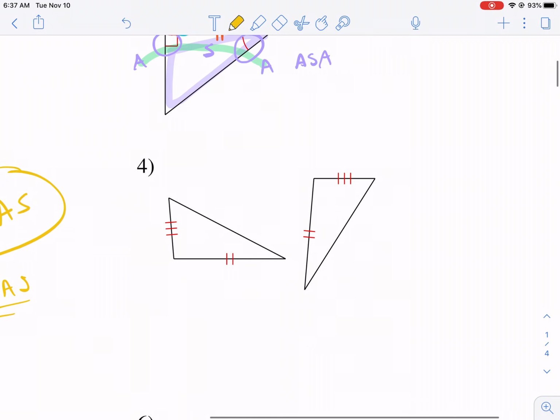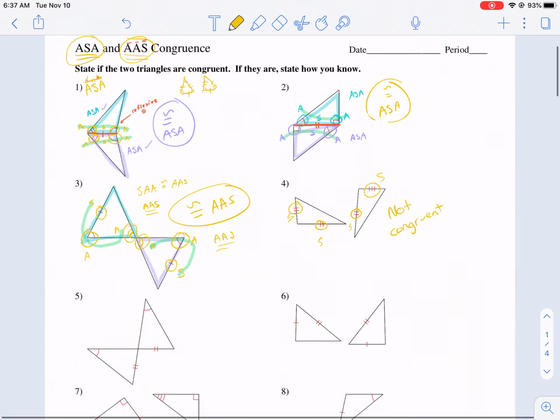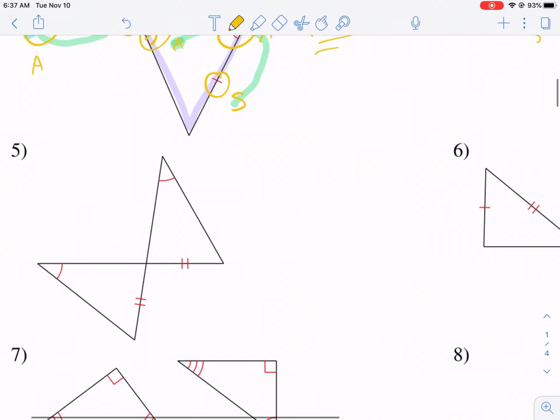All right, let's look at this one. We have a side, side, side. Are there any other givens? Well, not on the triangle, and they're not touching, so guess what? There's not enough information. These are not congruent. We can't prove them to be congruent, at least. Okay. Next one.